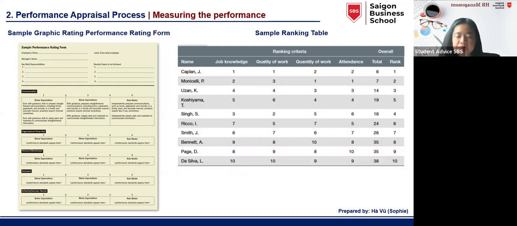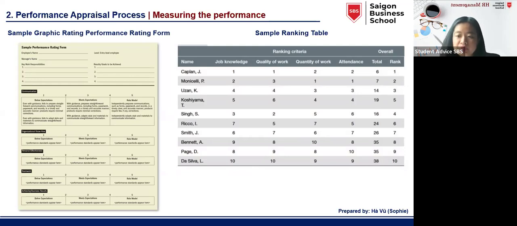So in this method, appraisers use a multi-response scale to rate employees on factors that can be subjective, like initiative or dependability, or objective, like the quantity of work. Commonly, terms like meets expectations are used at the midpoint of the scale to indicate satisfactory performance.